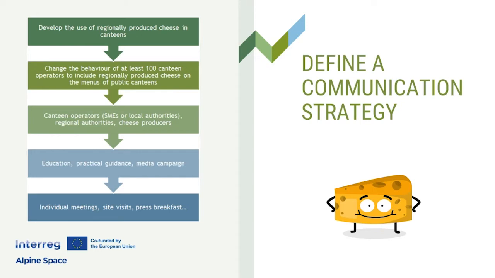To reach most efficiently these groups, our communication approaches could be, for instance, to educate them, provide them with practical guidance, or lead a media campaign on the topic of regionally produced cheese. Concrete communication activities are, for example, individual meetings with canteen operators, organizing site visits of canteen operators to some cheese producers, or a press breakfast to promote the initiative.